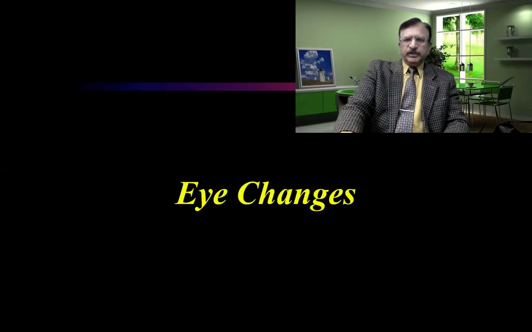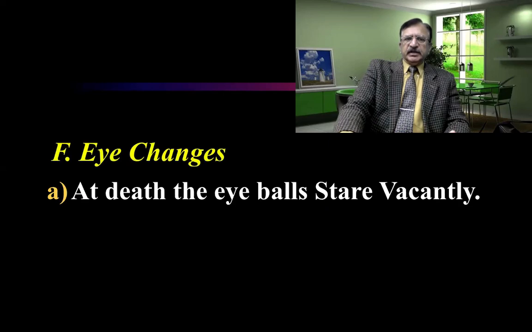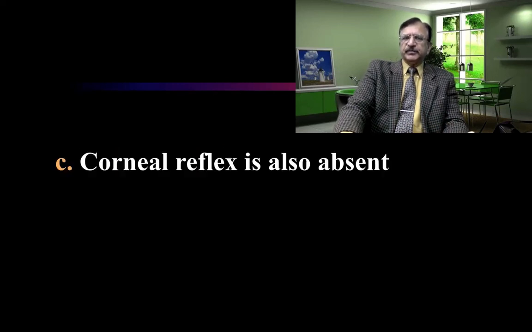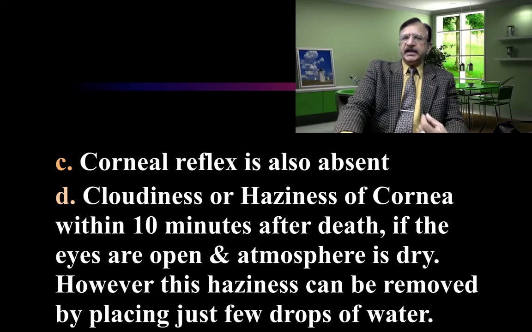Now, about the eye changes. At death, the eyeballs stare vacantly. There are bilateral fixed dilated pupils. Pupils do not respond to light. Absence of light reflex is there, but they react to drugs for 1 hour. Corneal reflex is also absent, and there is haziness or cloudiness of the cornea within 10 minutes after death.